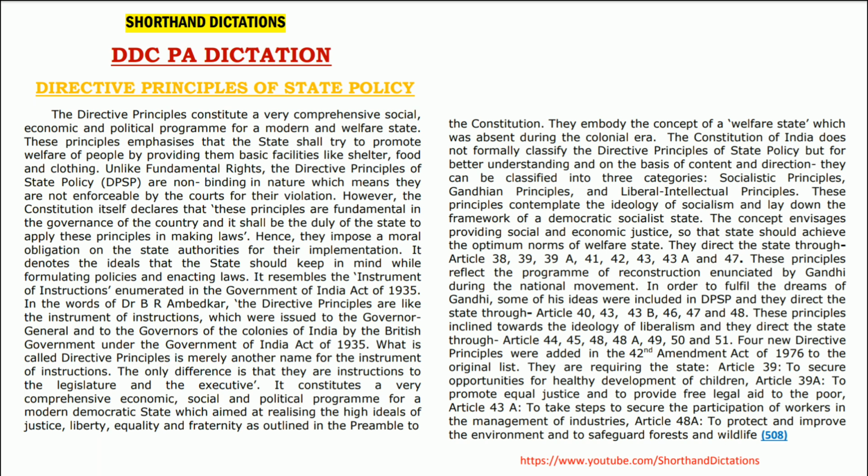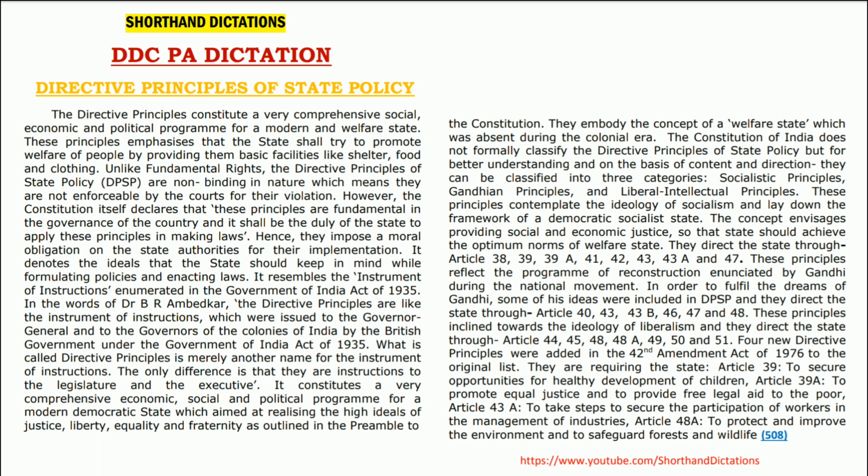In order to fulfill the dreams of Gandhi, some of his ideas were included in DPSP and they direct the state through Article 40, 43, 43B, 46, 47 and 48. These principles inclined towards the ideology of liberalism and they direct the state through Article 44, 45, 48, 48A, 49, 50 and 51.